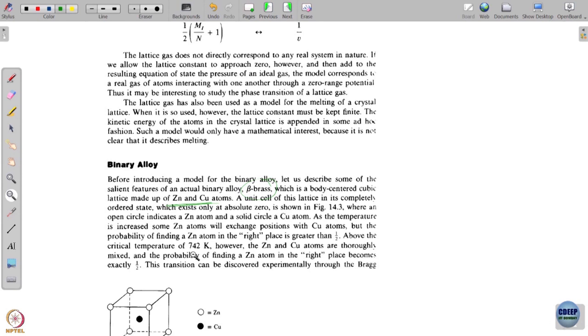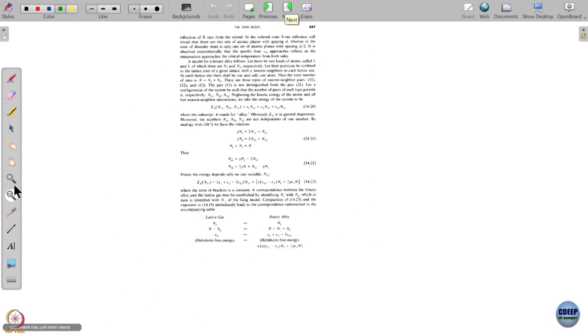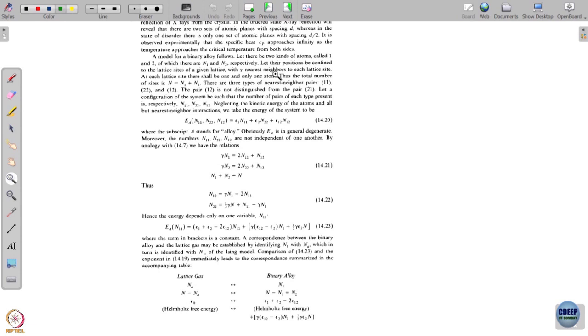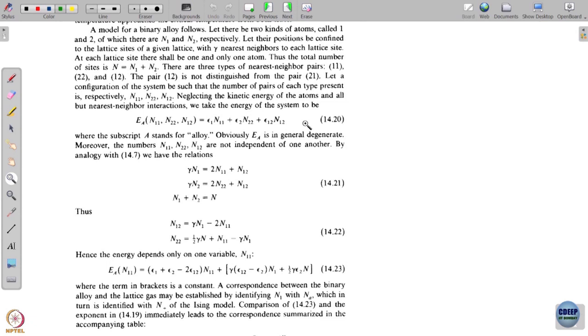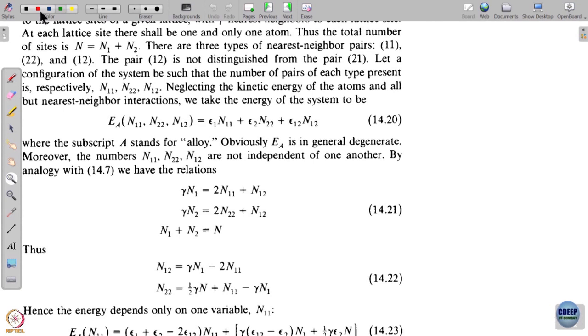You can immediately see that my up spin could be copper and my down spins zinc, or the other way around, and I can again write down a Hamiltonian. So, sure enough, I write down a Hamiltonian exactly the same way. My copper-copper has interaction energy epsilon 1, and likewise for copper-zinc and zinc-zinc. So, in this kind of binary alloy, copper and copper like each other and zinc and zinc like each other at low temperature.